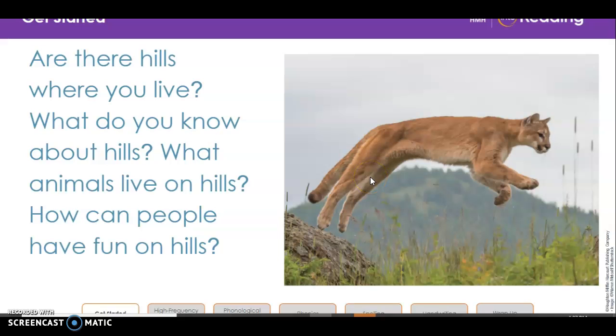This week we will learn about hills. Are there hills where you live? What do you know about hills? What animals live on hills? How can people have fun on hills? We will learn some new words and skills before we read so we can find out all about hills.